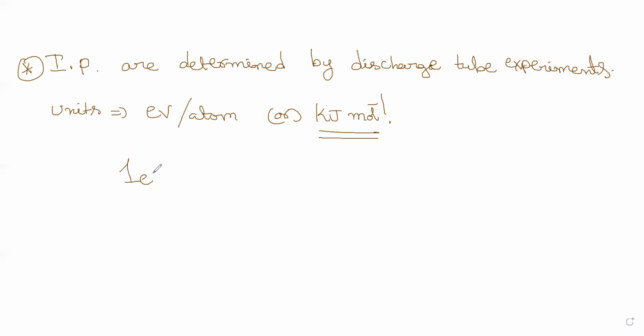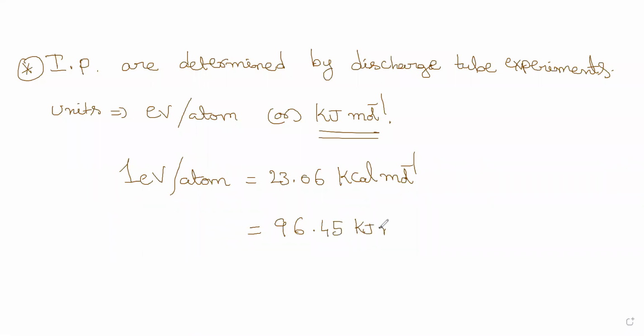1 electron volt per atom is equal to 23.06 kilocalorie mole inverse. Similarly, that is also equal to 96.45 kilojoule mole inverse. These conversion factors you have to remember.